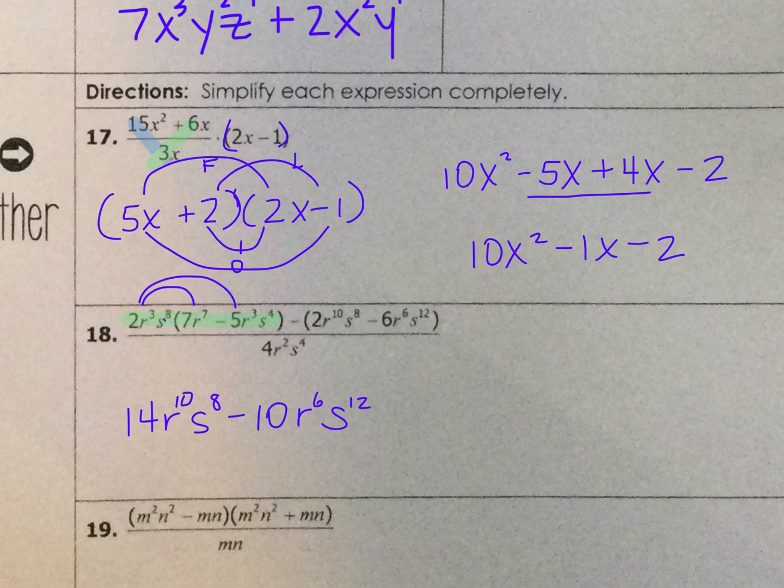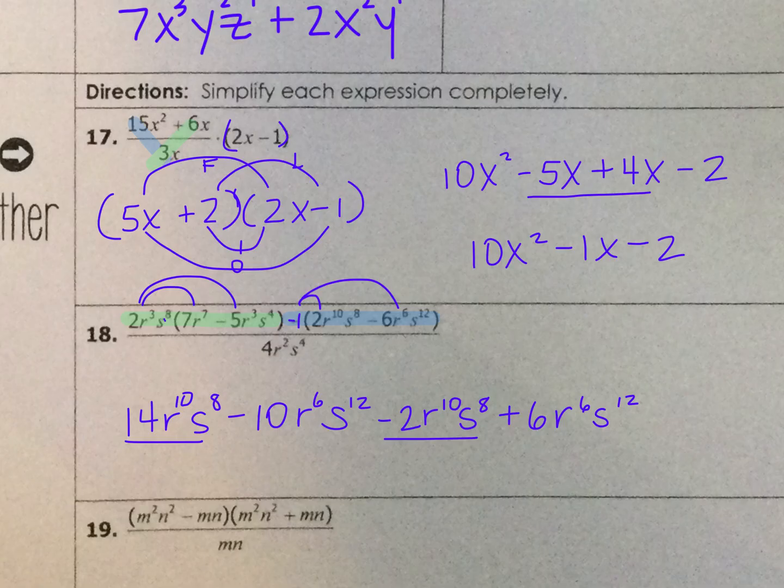All right, now I'm going to work on this part. There's not a number next to this minus or negative, but I know it's a negative 1, so that's what I'm going to distribute to this. Negative 1 times 2 is negative 2 R10 S8. Negative 1 times negative 6 is positive 6 R6 S12. Now I can put the same last names together.